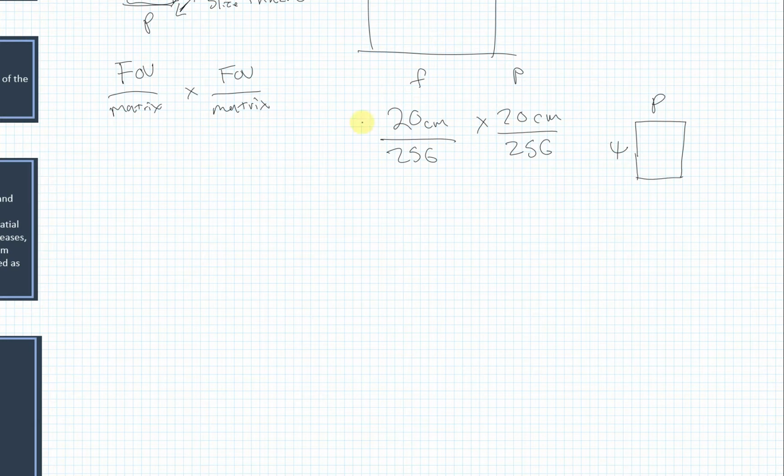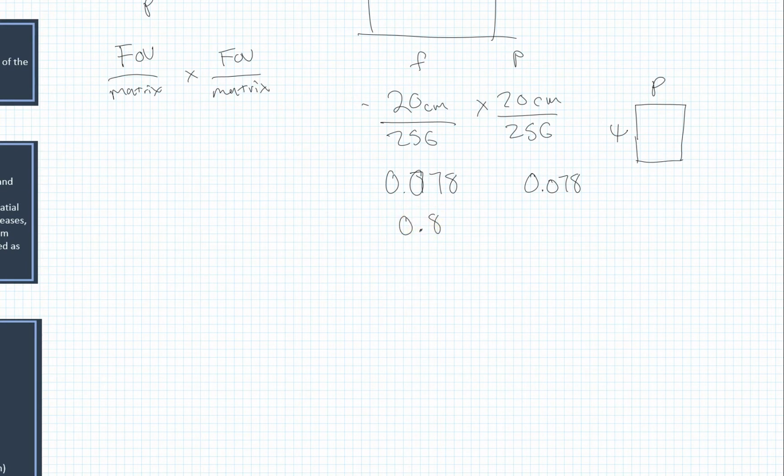So if we take our 20 and divide it by 256, then we get 0.078, and the same answer obviously is going to be over here, 0.078. This is in centimeters, which we will then convert to millimeters. So we'll convert it to 0.78 and 0.78. Whenever we deal with the pixel, we always talk in millimeters, and whenever we deal with field of view, we talk in centimeters. So we know that the pixel size here is 0.78 millimeters by 0.78 millimeters.